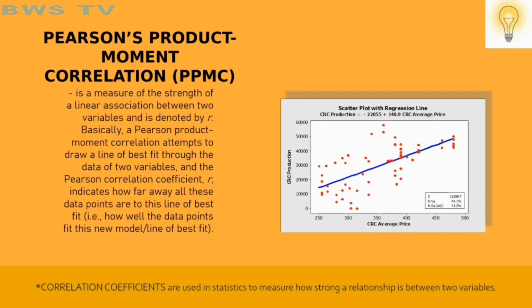As I have said before, PPMC is a measure of the strength of a linear association between two variables and is denoted by r. These are used in statistics to measure how strong a relationship is between two variables. As you can see in the picture on the right, it shows a scatter plot between the average price and production. A scatter plot is a type of plot or mathematical diagram using Cartesian coordinates to display values for typically two variables for a set of data.